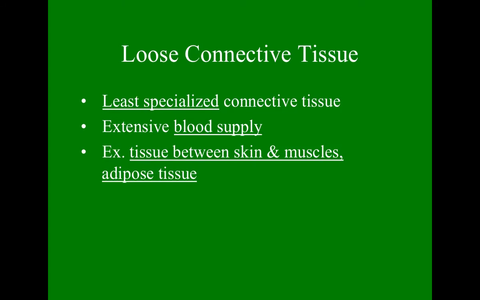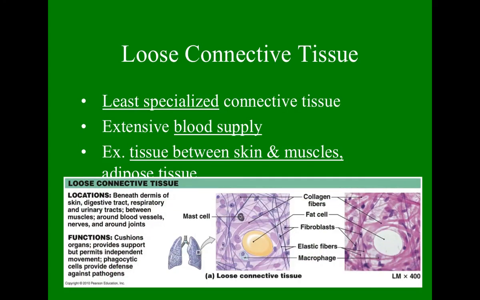Examples of loose connective tissue are the tissue that lies between your skin but on top of your muscles, as well as adipose or fat tissue. So let's take a look at one of the diagrams of loose connective tissue. You can see here, especially if you look at the drawn one, we've got the different fibers. Here we have this thin one, that is an elastic fiber, and you can see it's kind of branched, it's bent. The collagen fiber is here, it's kind of straight.